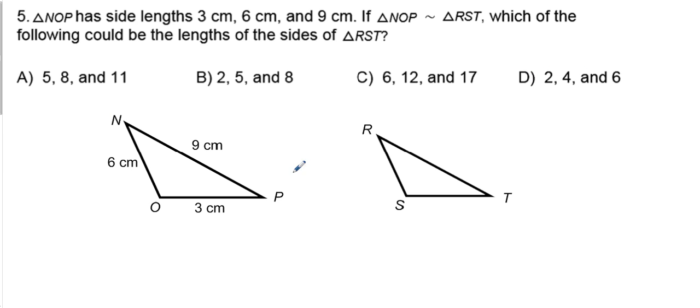Now I've drawn two figures here, and we have NOP, and I've placed the lengths here, so 6, 3, and the 9. And we also have RST, and I've placed the lengths here. Now, I don't know actually if RST is going to be bigger or smaller than NOP. That's not really what I'm concerned about. What I'm concerned about is what will make them similar.